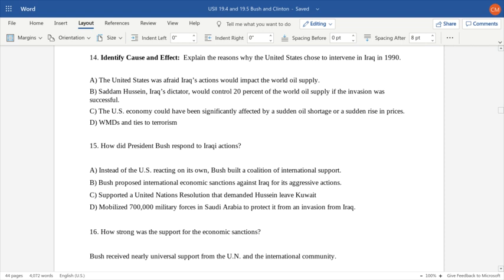The United States mobilized 700,000 troops in Saudi Arabia to protect it from a potential invasion from Iraq, because if the Iraqi government went into Kuwait, there's some fear that maybe Saudi Arabia would be next.